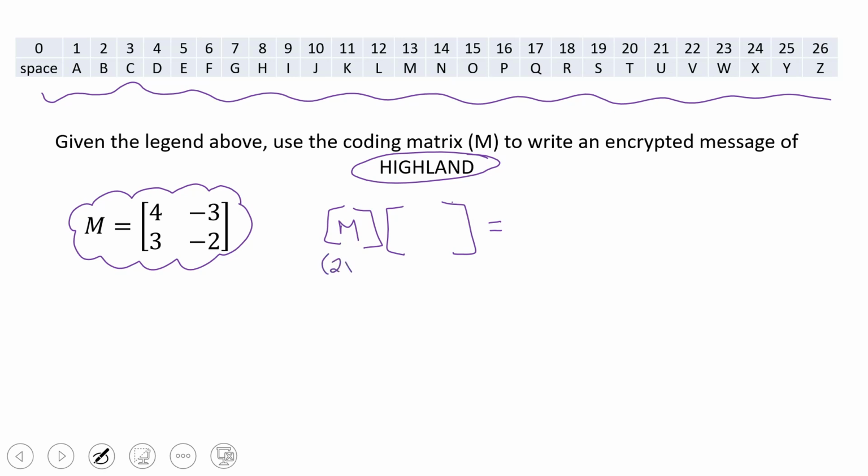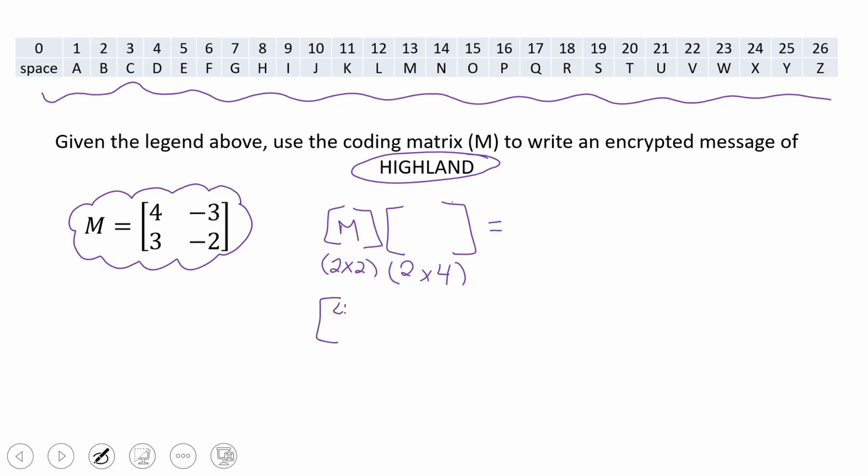Matrix M was a 2 by 2. So in order to multiply these, this second matrix has to have 2 rows. But I'm not quite sure how many columns. Well, look at how many letters are in the word Highland. There are 8. So I just need 8 elements. So I'm going to make this a 2 by 4.